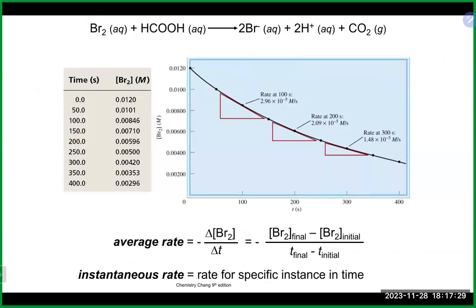So looking at this experiment, this is just some data that, for example, you would collect in this experiment. And as you can see, you have the concentration over time. And you can see over time here, our Br2 concentration is decreasing with time. And there's two types of rates that we sometimes talk about. Most of the time we talk about the average rate, which is the final minus the initial concentration divided by the final time minus the initial time. Sometimes there's an instantaneous rate, which is just over a specific period of time.